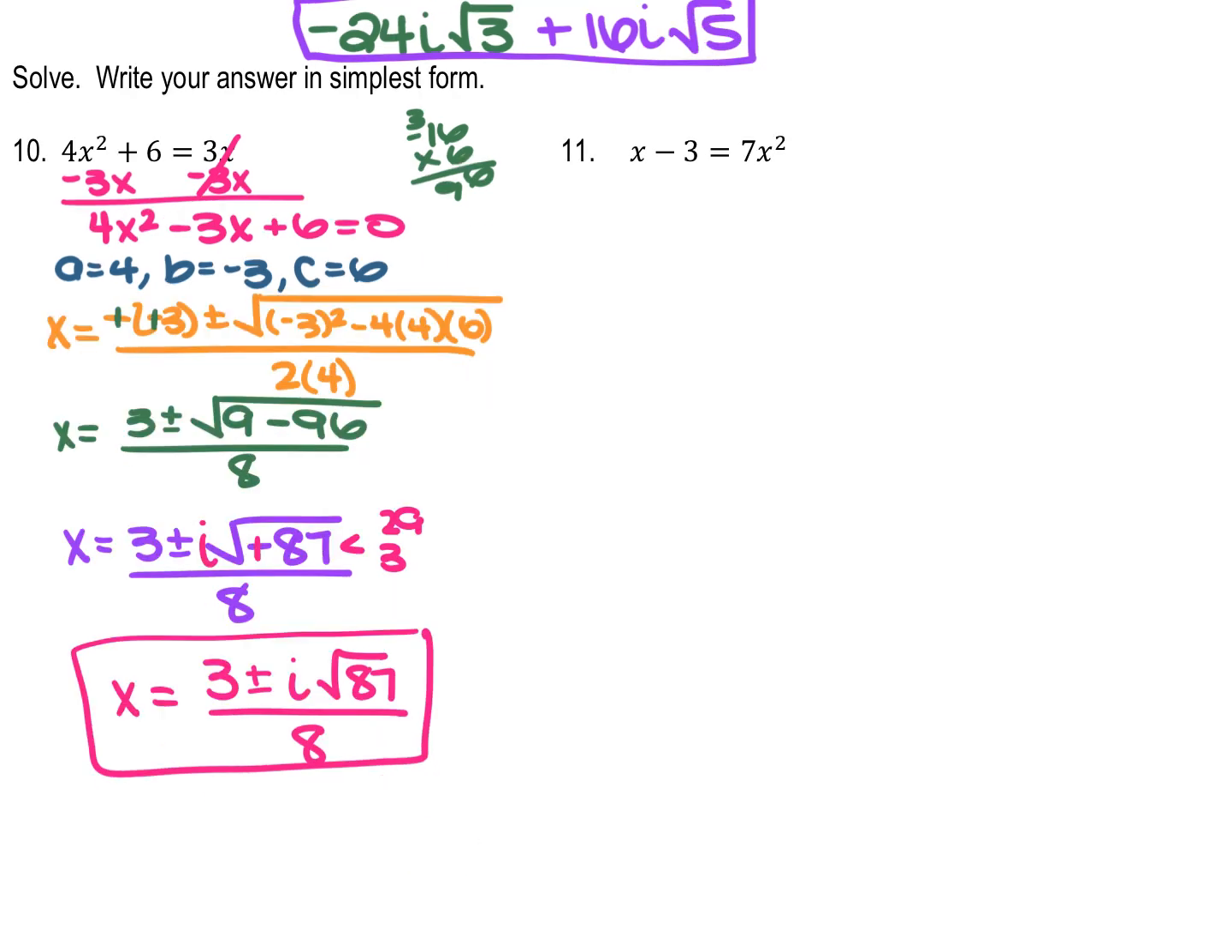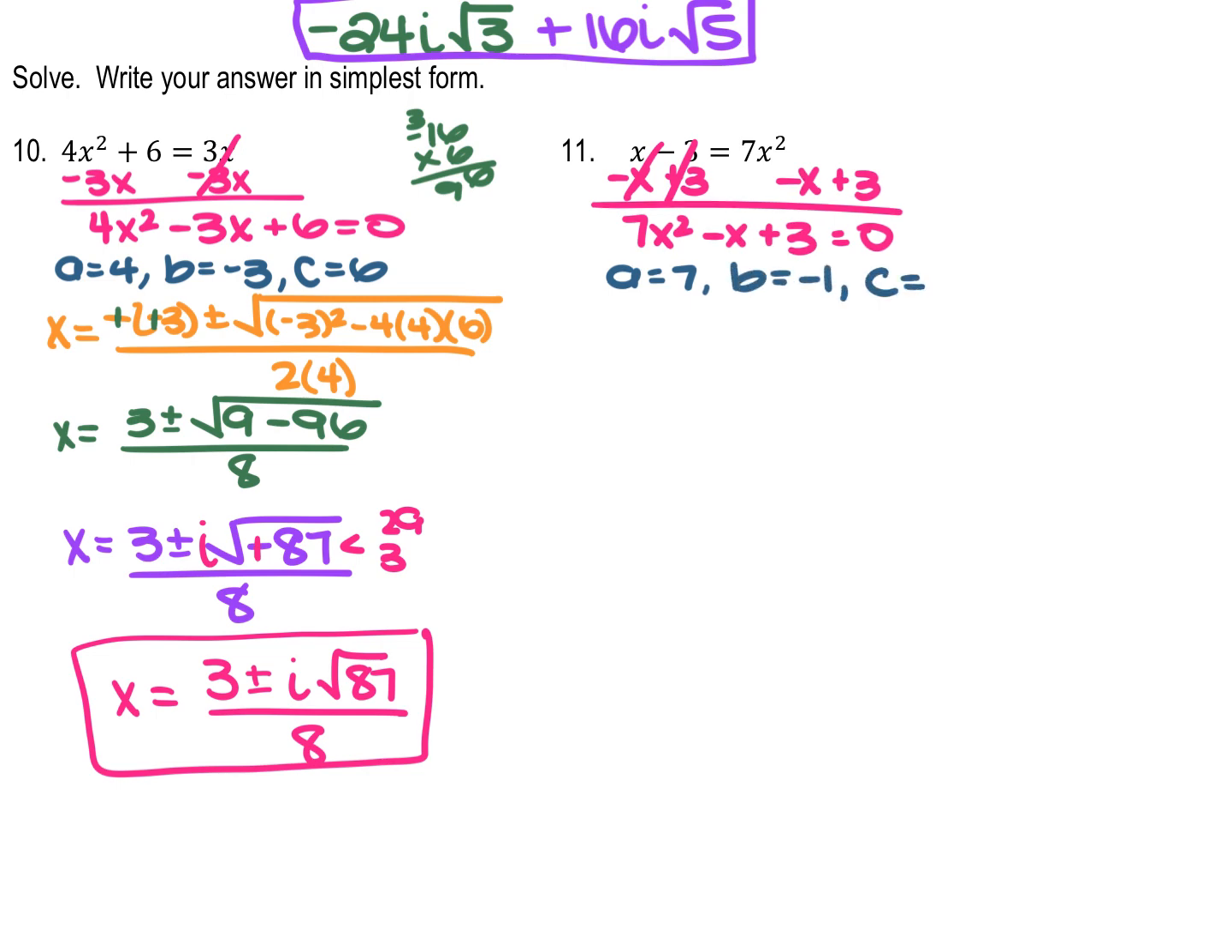For number 11, you have x minus 3 is equal to 7x squared. If it was me, I like my a to be positive, so I would move my x over by subtracting it from both sides, and I'd move my 3 over by adding it to both sides. So that would give us 7x squared minus x plus 3 is equal to 0. Again, can't factor it, so identify your a, which is 7, your b, which is -1, and your c, which is 3.